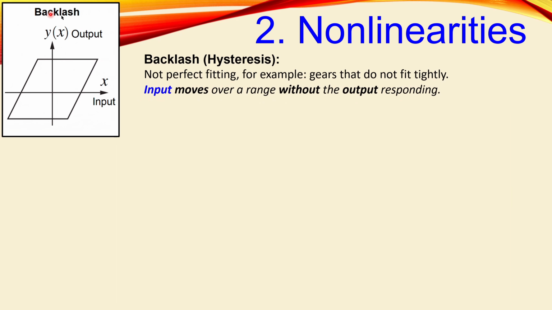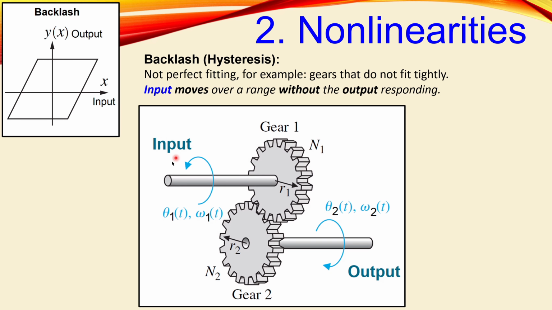The third one we have discussed is backlash, which is also hysteresis, so not perfect fitting, for example, the gear. And this is here an example. If I input here, let's say I want to turn in this direction, so into the paper, gear 1 will follow that, but gear 2 can, of course, slip a little bit and then doesn't follow exactly the same motion. So we have an input, but the output will not follow that input command exactly. And that's one of the hysteresis or backlash actions.